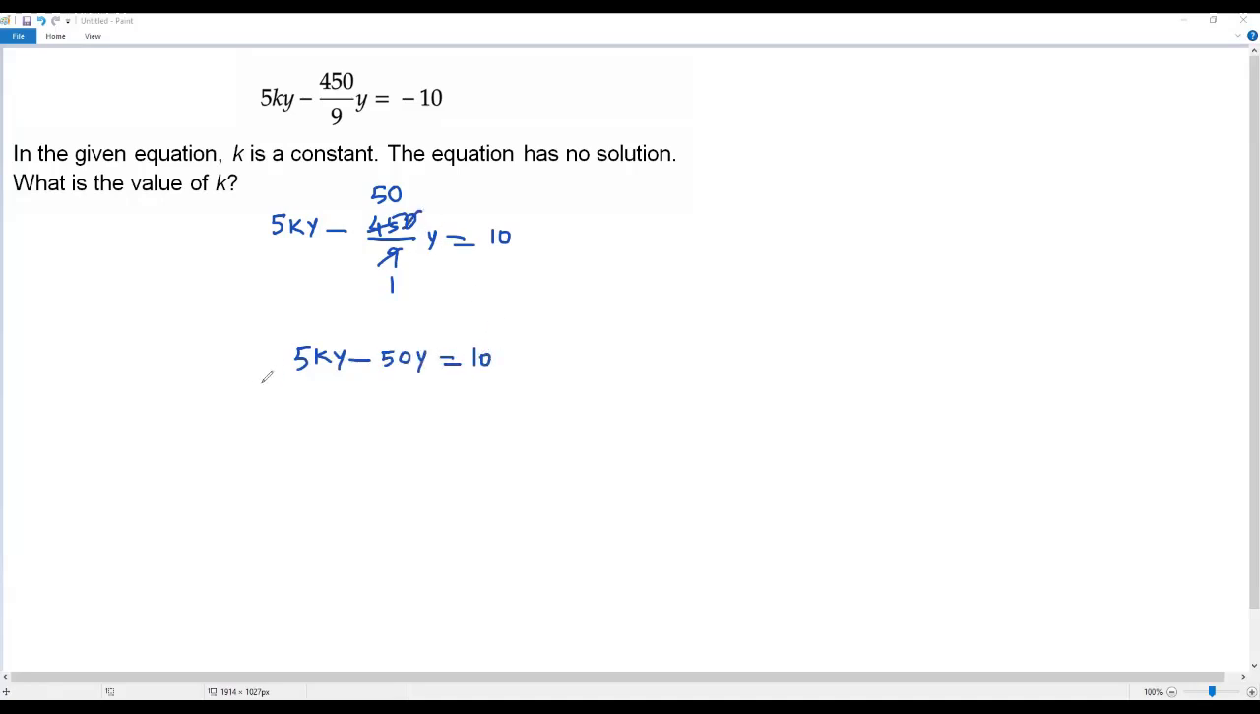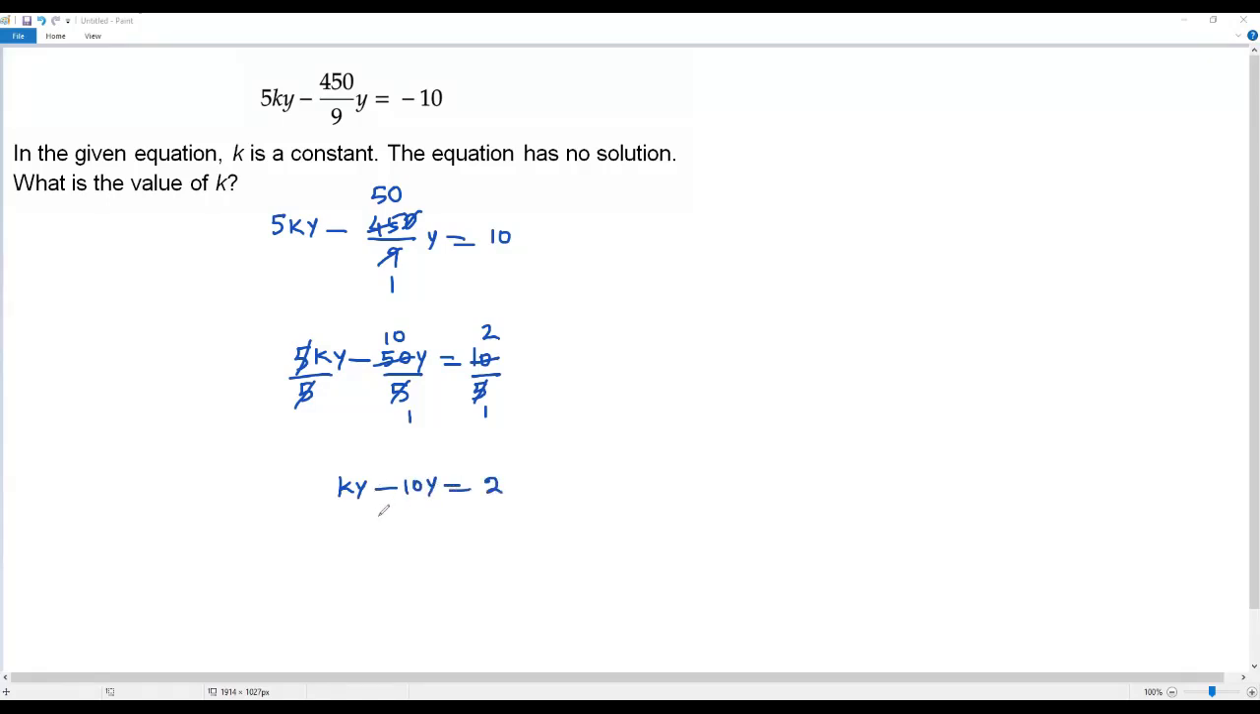Okay, now what we can do is look at the numbers over here, 5, 50, 10. All these three numbers have the greatest common divisor 5. So better we can divide the complete equation by 5 so that the numbers will become smaller. If the numbers become smaller, it will be easier for us to solve the equation. Let me divide the first term by 5, the second term by 5, and the third term by 5. So 5 goes into 5 one time, 5 goes into 50 10 times, and 5 goes into 10 2 times. So I'm getting ky negative 10y equals 2.